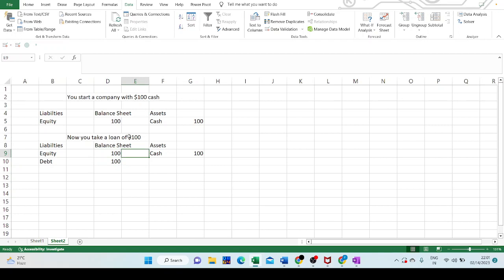And cash would increase by the amount of debt borrowed. So cash would increase by $100 to $200, right? So we borrowed 100. We already had cash of $100. We borrowed another $100 by taking a loan. So cash would become 200. Now you can see that the balance sheet total is tallying up. Okay.